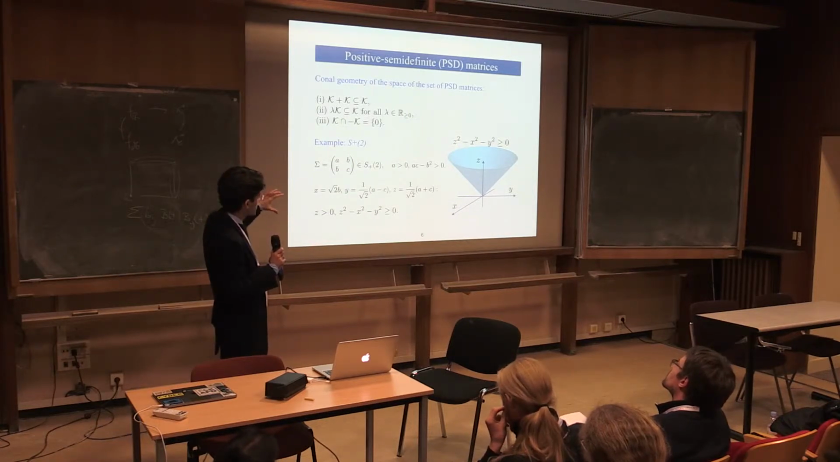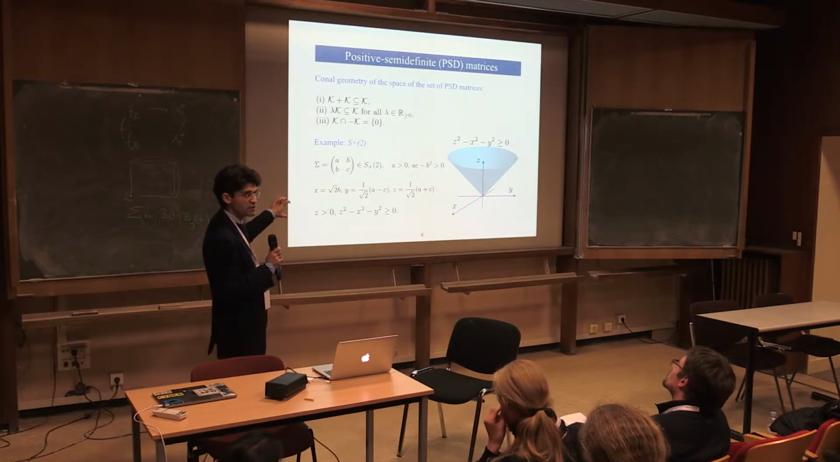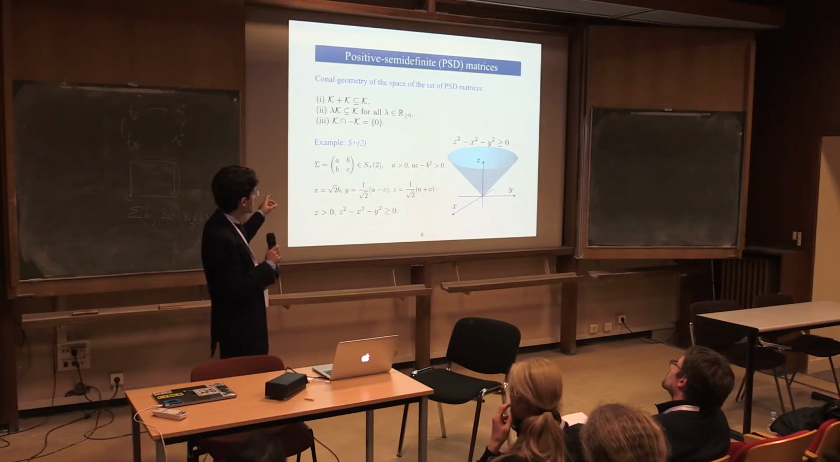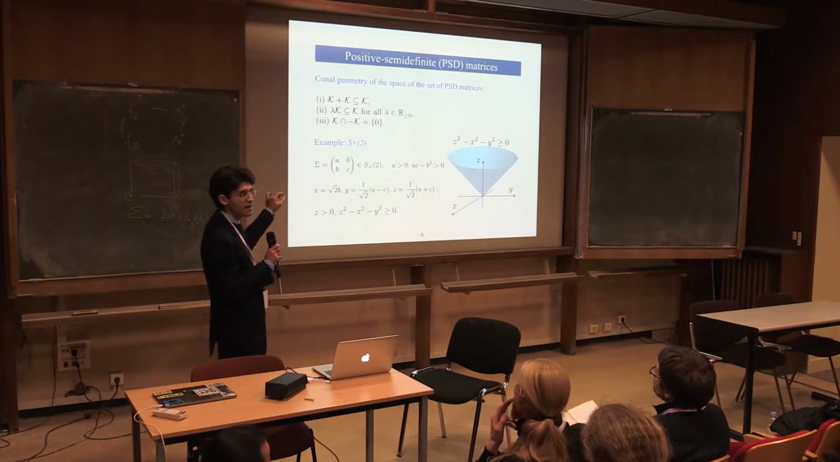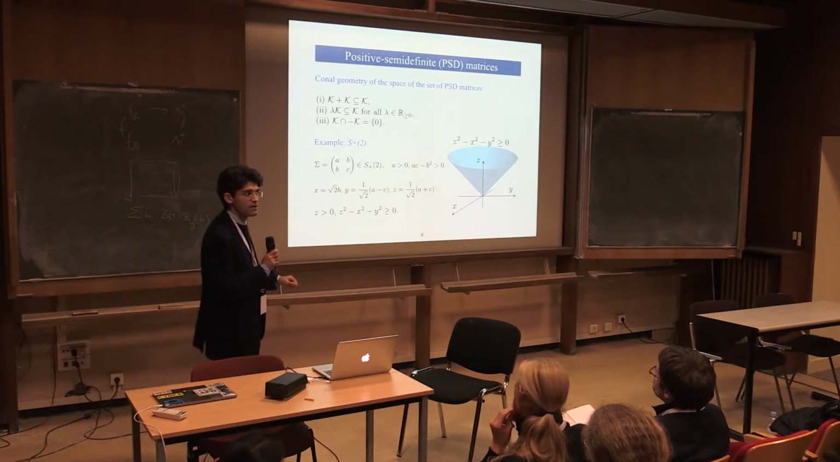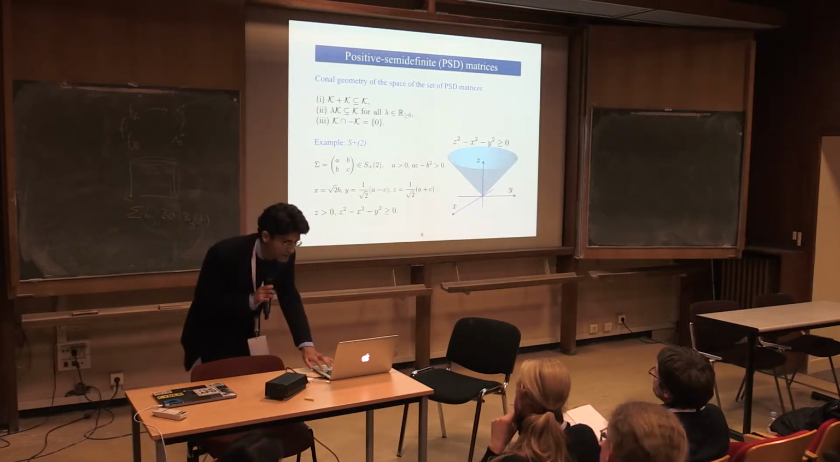So one case where we can get a very nice concrete visualization of this is the case n is 2, where through this bijection, we can set up an identification between matrices in S plus 2 and points within the interior of this cone in XYZ space.